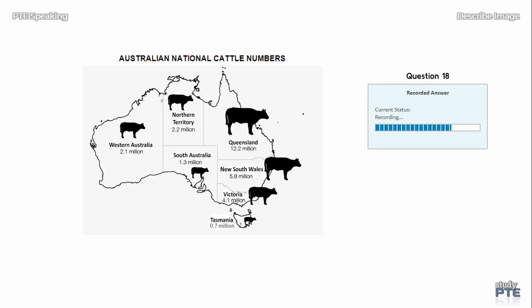In conclusion, it can be stated that this image shows very crucial and interesting information about cattle numbers in Australia.